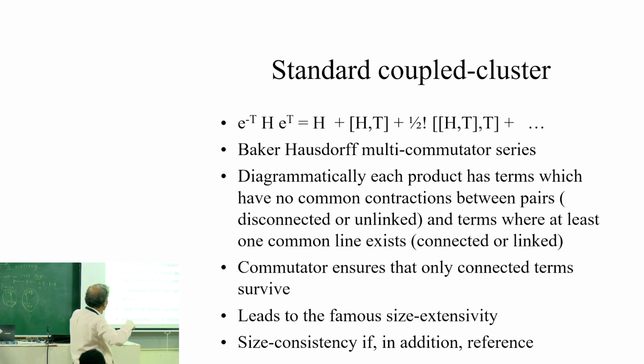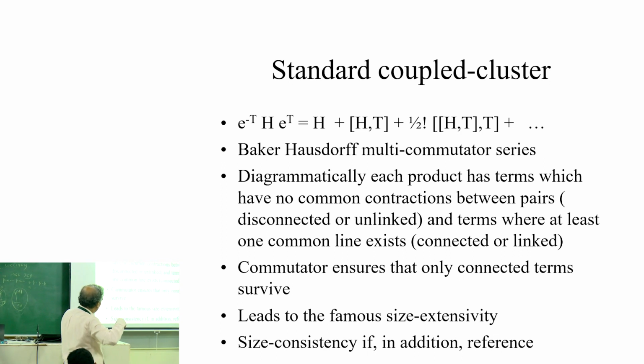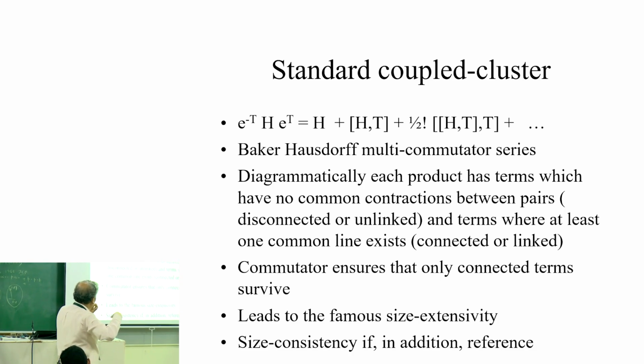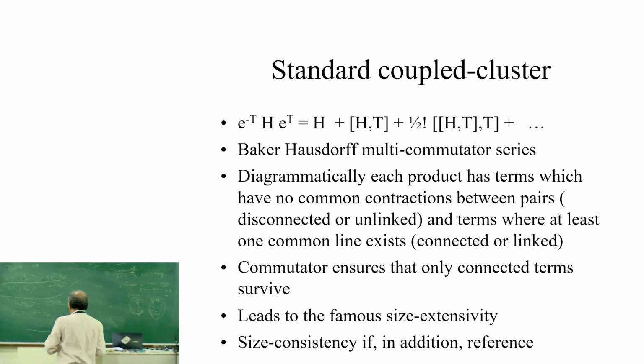So in the commutator they cancel. Only the connected part remains between H and T. And you cannot have T and H connected, because T is only whole particle excitations. So only HT connected remain. So each of these is HT connected.